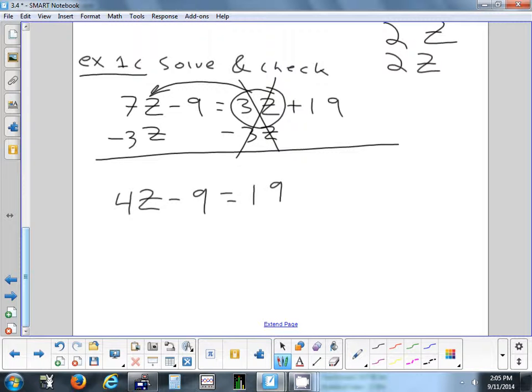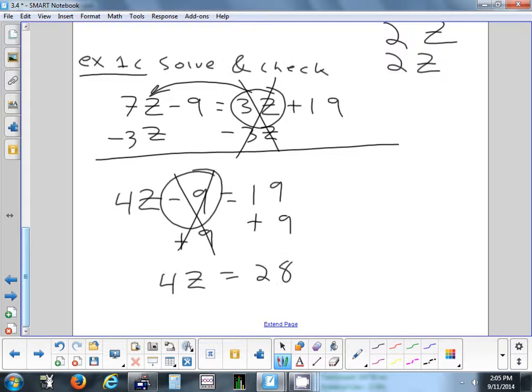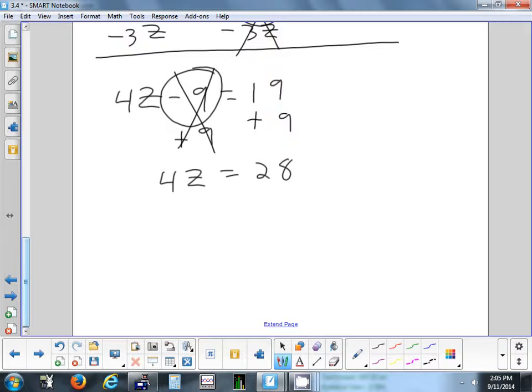Now this is just like a problem from yesterday. There's only variables on the left, so you've got to put numbers without variables on the right. How do we move the negative 9 to the right? Laura? Plus 9. Very good. What's on the left-hand side now that we got rid of the negative 9? Just 4z. 19 plus 9 is 28. Now we're down to an even simpler problem. One step left.